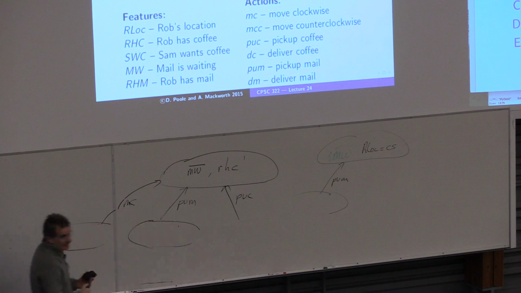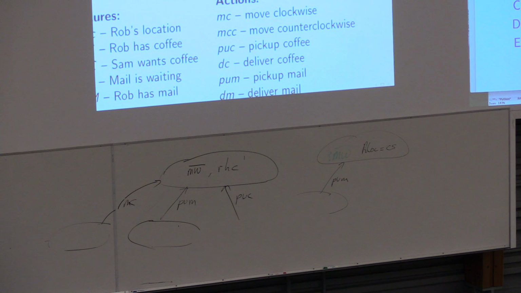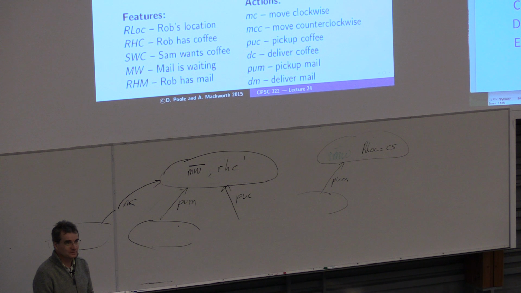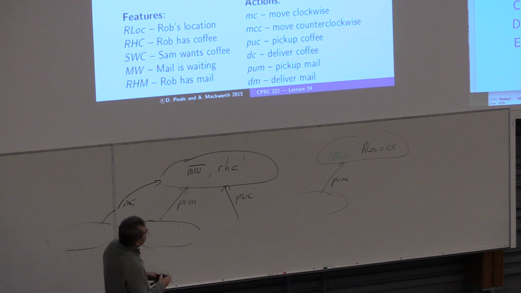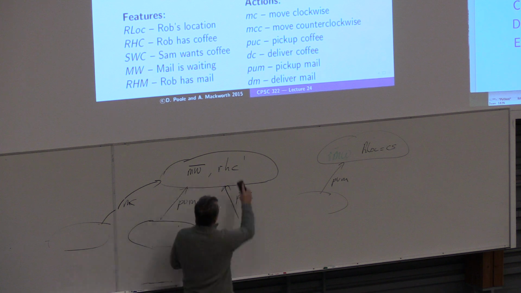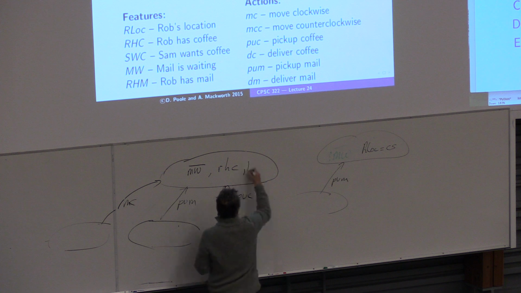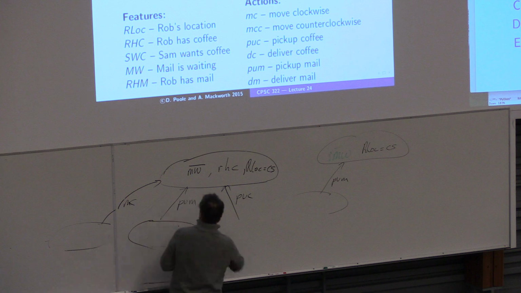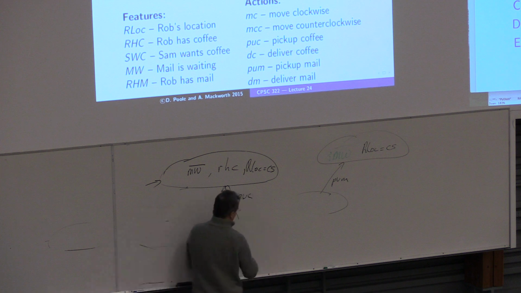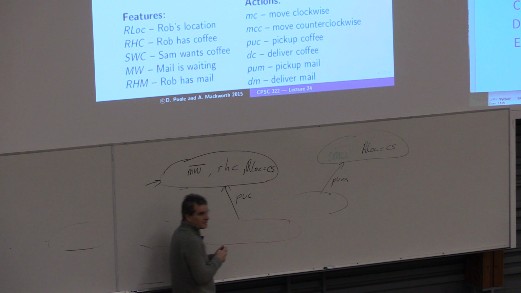In the regression plan, we have the sub-goal: mail waiting is false, the location is the coffee shop, and your robot has coffee. That's what we're trying to achieve. And the action is pick up coffee. So we have mail waiting is false, the robot has coffee is true, and the location is CS. The action we're looking at is pick up coffee. So the question is, what's in this node here?